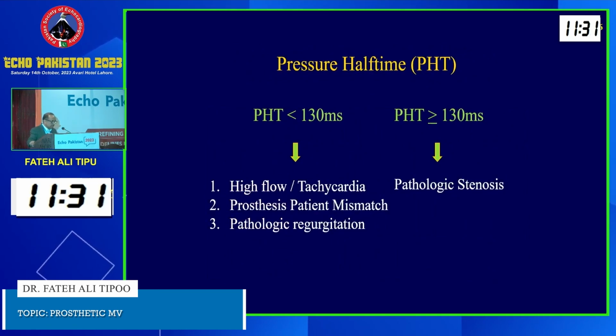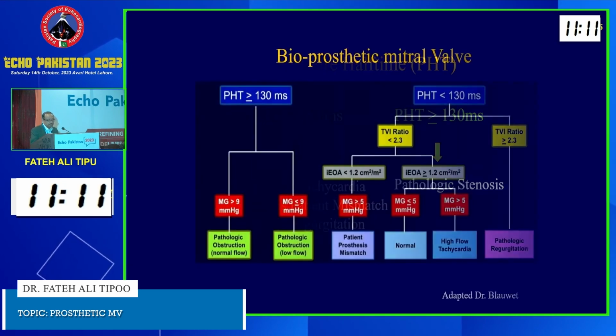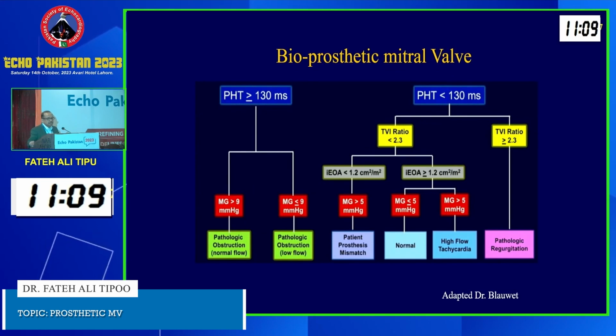The next thing after taking the peak velocity and the mean gradient is the pressure half time. If the pressure half time is more than 130, then it is likely secondary to pathological obstruction. If the pressure half time is less than 130, then it may be patient prosthesis mismatch, or a high flow state, or regurgitation. So this is a good chart for bioprosthetic mitral valve assessment.